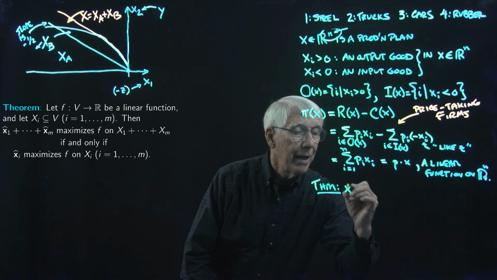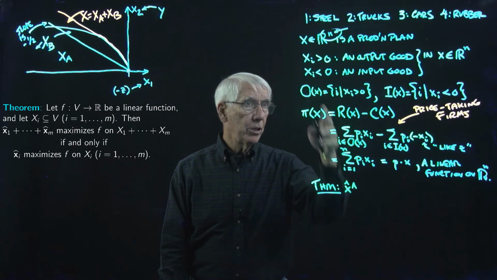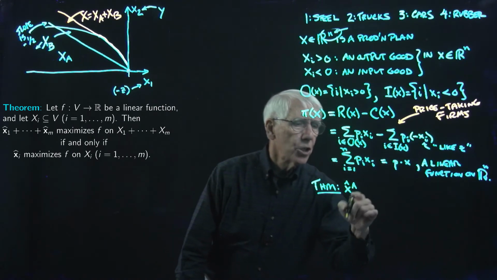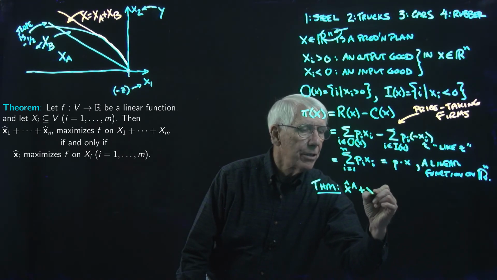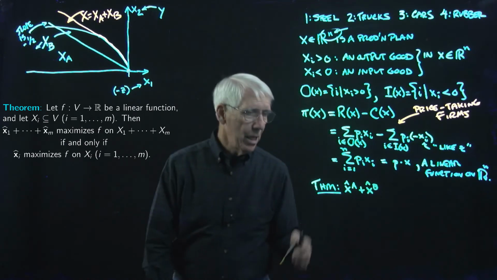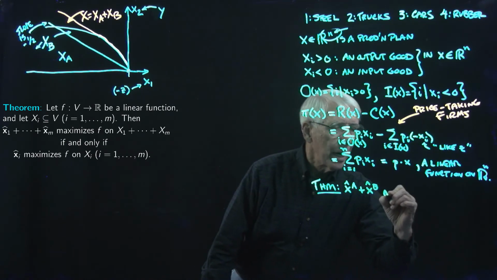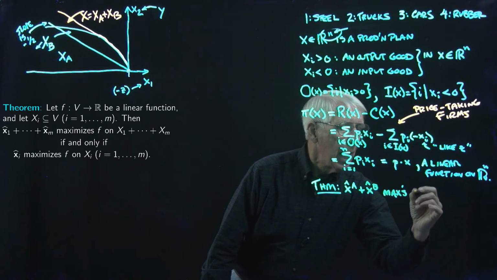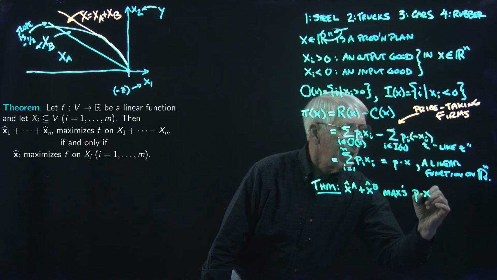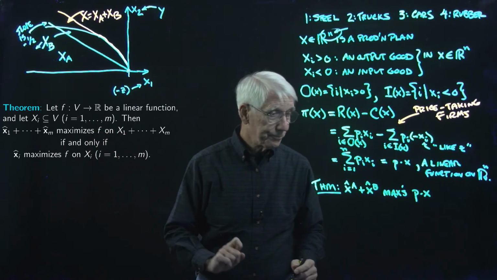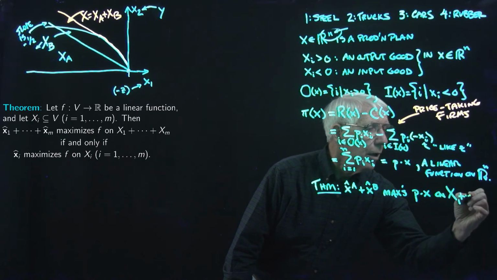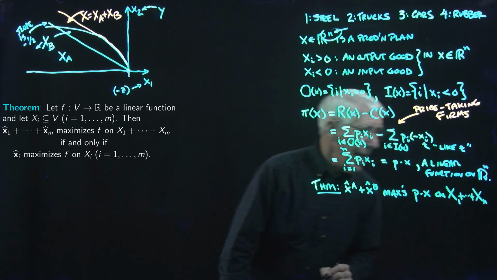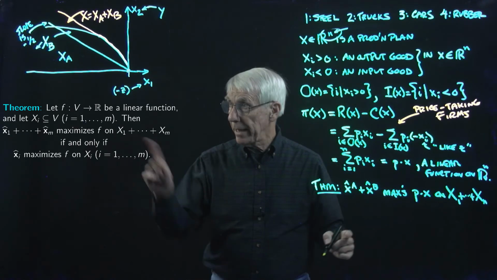So we would say that x^A, and I'm going to use superscripts because I want to continue to use subscripts to keep track of the goods. So for firm A's production plan plus firm B's production plan, the sum of these two plans maximizes p dot x, a linear function, on capital X1 out to capital Xn. Actually, in this case, let's make that Xm as we did over here.